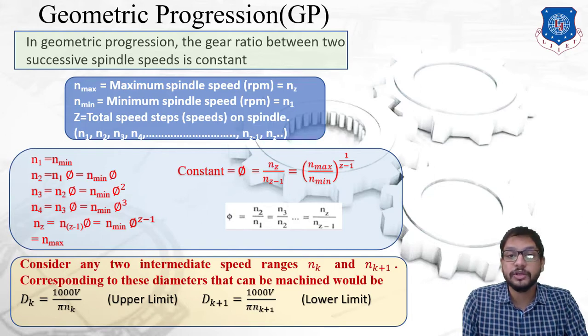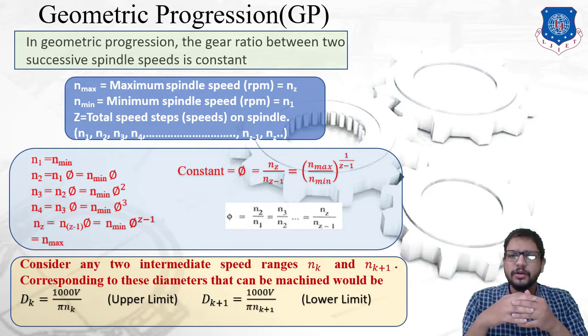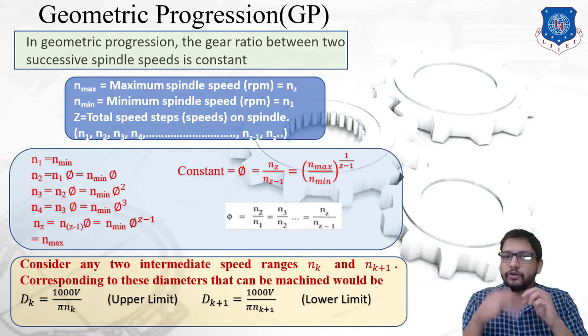So in geometric progression, the gear ratio between the two successive spindle speeds is going to remain constant. Remember, we can take an example of a 4-speed gearbox. In that, there would be N1, N2, N3 and N4, right? Now what is the gear ratio in that? Gear ratio is a ratio between two successive speeds, which means N2 by N1 is the first ratio, then N3 by N2 the second ratio, N4 by N3 the third ratio, right?